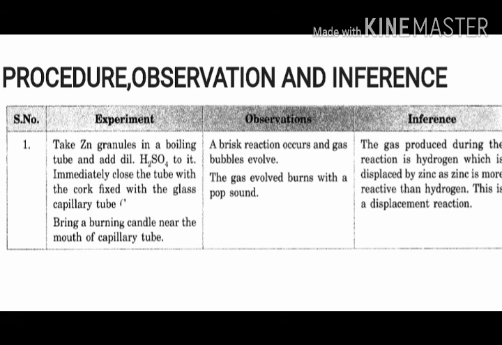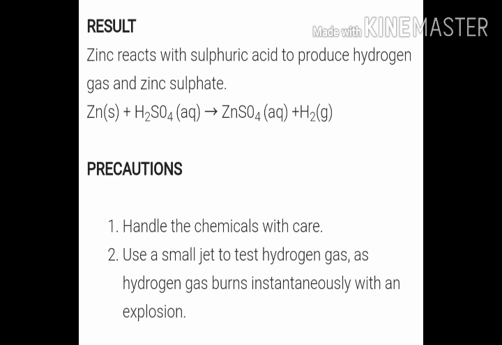So kindly copy down this procedure, observation and inferences in one table only. Then at the end we write the result: zinc reacts with sulfuric acid to produce hydrogen gas and zinc sulfate. Children, when any metal reacts with an acid, it always produces hydrogen gas except nitric acid. Nitric acid does not react in this way at all. It only reacts with magnesium and manganese metal.